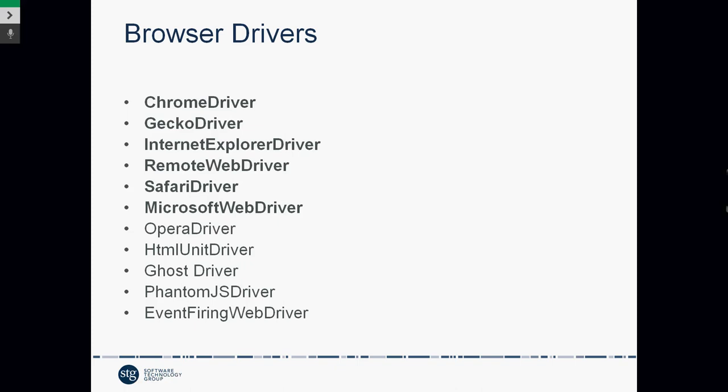Internet Explorer, self-explanatory. Remote web driver is what you have to use if you don't want to run your automation on your local machine. You pass the remote web driver what browser type you want, and it'll kick it off, just like I would on the desktop. Microsoft Webdriver, that is for Edge.